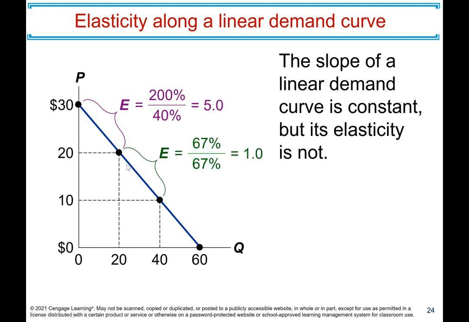Over this mid-range, percentage change in quantity divided by percentage change in price is 67% divided by 67%, and that is 1. And over this lower range, percentage change in quantity is 40%, percentage change in price is 200%, and therefore elasticity is 0.2, and that means inelastic.